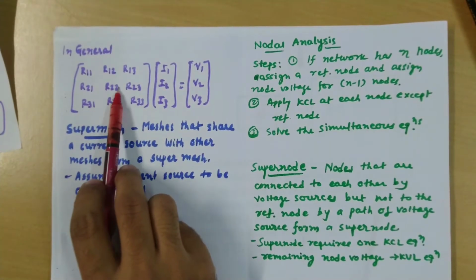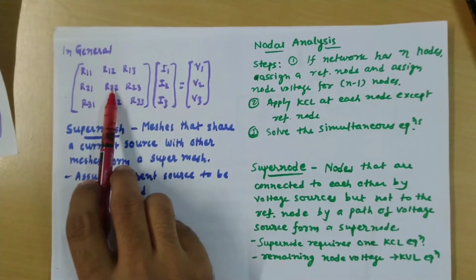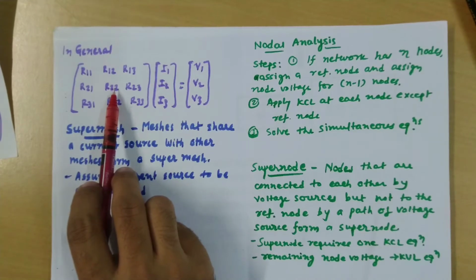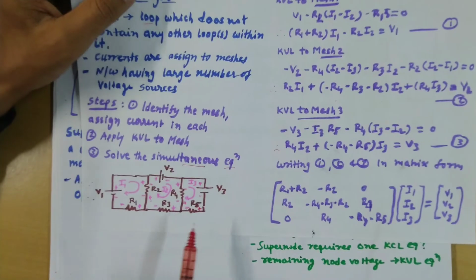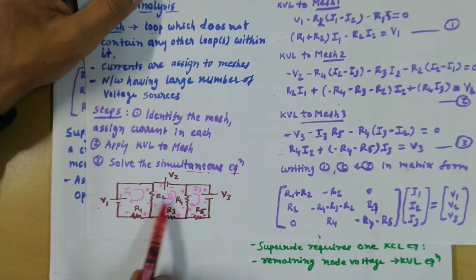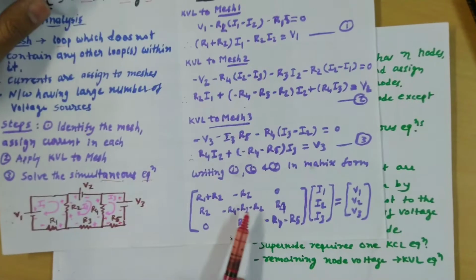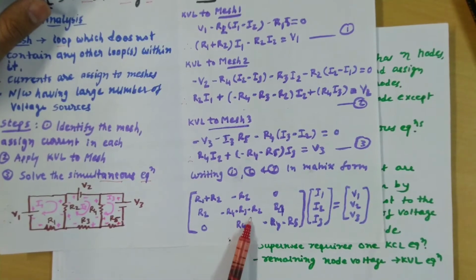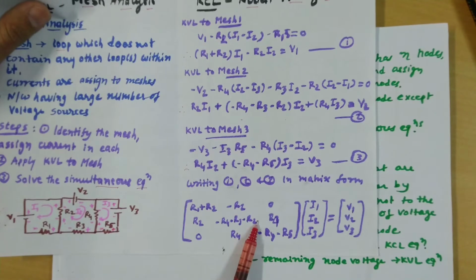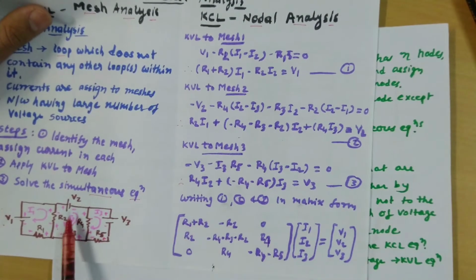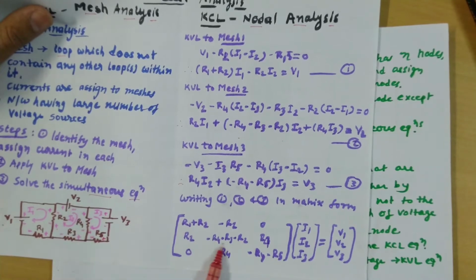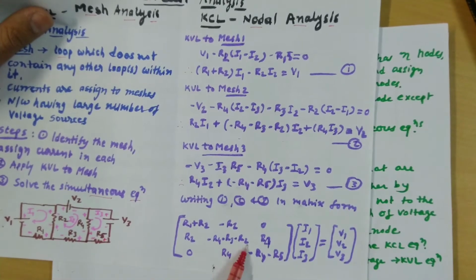Same way, R22 indicates self-resistance or sum of all resistances of mesh 2. So here we can see that this is mesh 2 and it is having resistances R2, R3 and R4. So this is the summation of R2, R3 and R4. The sign is because of the direction of the current. Based on the direction of the current and polarity of the voltage source, we get either positive or negative sign.